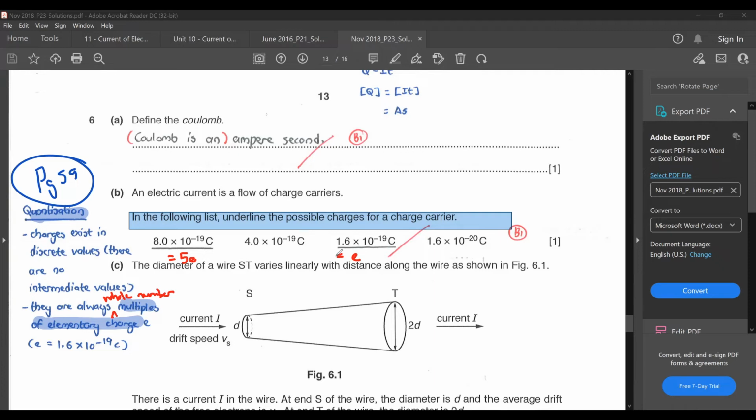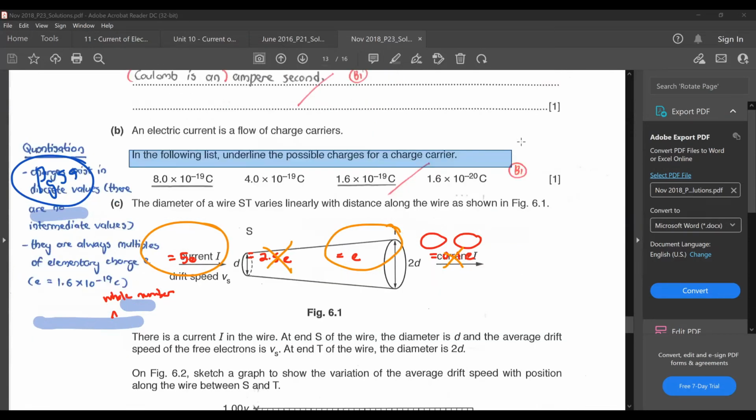And then the rest of it, just now we did this. This one is actually 2.5e. And then this one is 1.6, but notice that this is 10 power minus 20. So just be careful not to get tricked by that. This one is actually 0.1e. So this one is out, this one is out. So only this one and this one. So this is again quantization of charge.